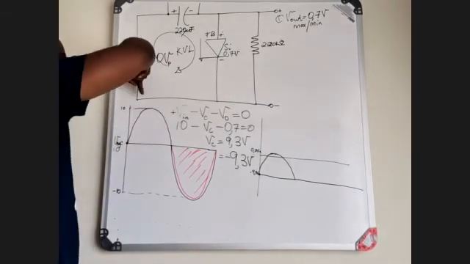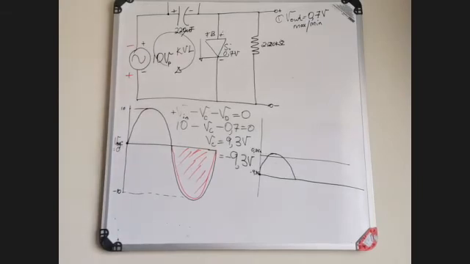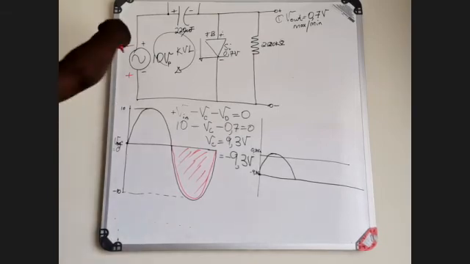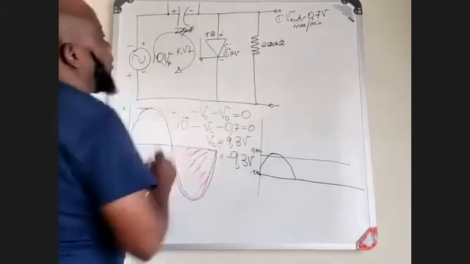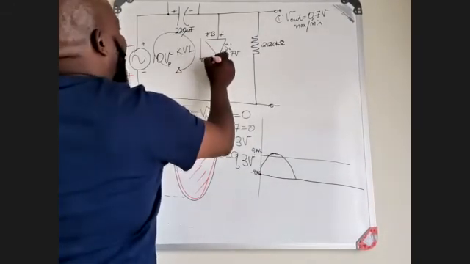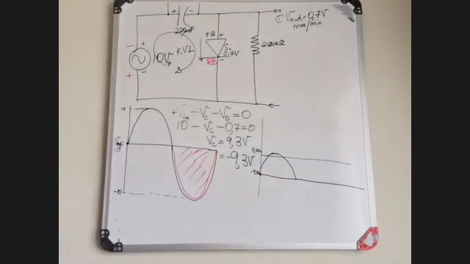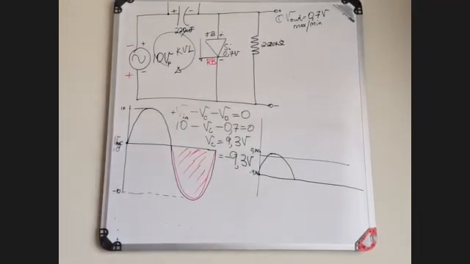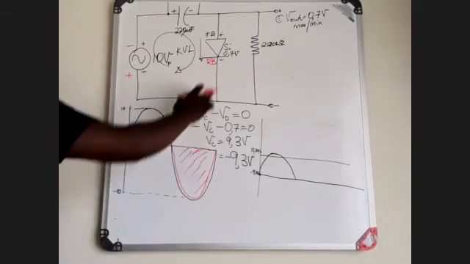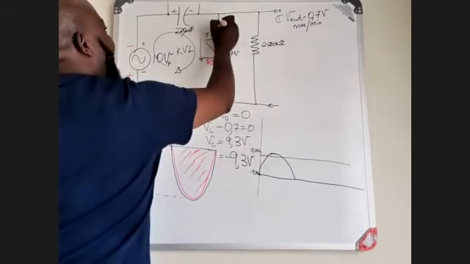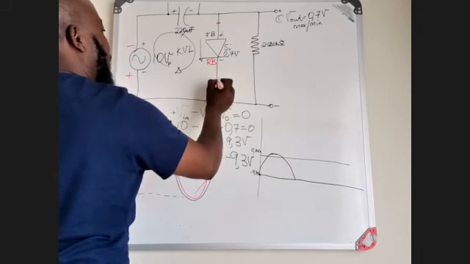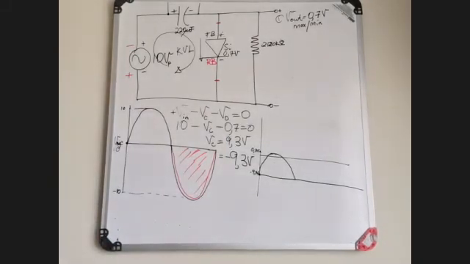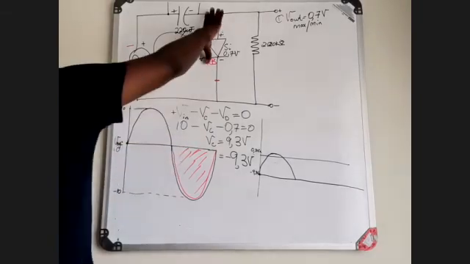If the current is moving in that direction, what is going to happen? You will see that when the current is moving in this direction, it's going to force this component to go to reverse bias. If this component goes to reverse bias, we no longer have a current flowing in this component here, which means that is just an open wire.